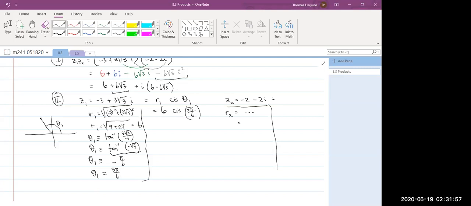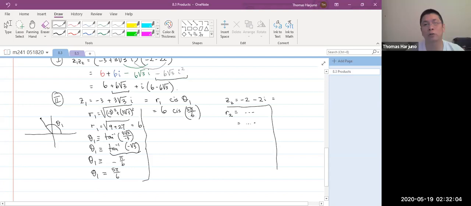What do you get? 2 radical 2. 2 radical 2. And how about the theta? Most of the time, you actually don't need to use that formula though. Just take a look at the position. -2 is here, right? So the angle must be 225. Okay, so 5 pi over 4.